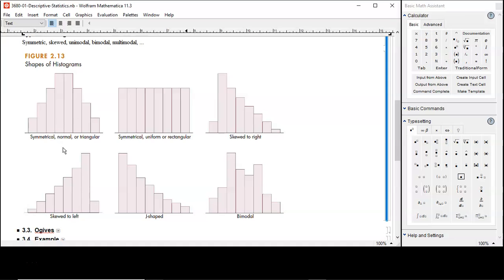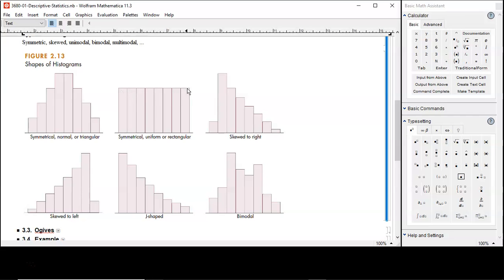Personally, I'm not going to call this one normal. It doesn't look like normal. You have to have some further stretching out to the left and right to be called normal. It is certainly symmetrical and triangular. Next example here. It's symmetric, yeah, left and right seem the same, but it is also called uniform because the height is pretty much the same.